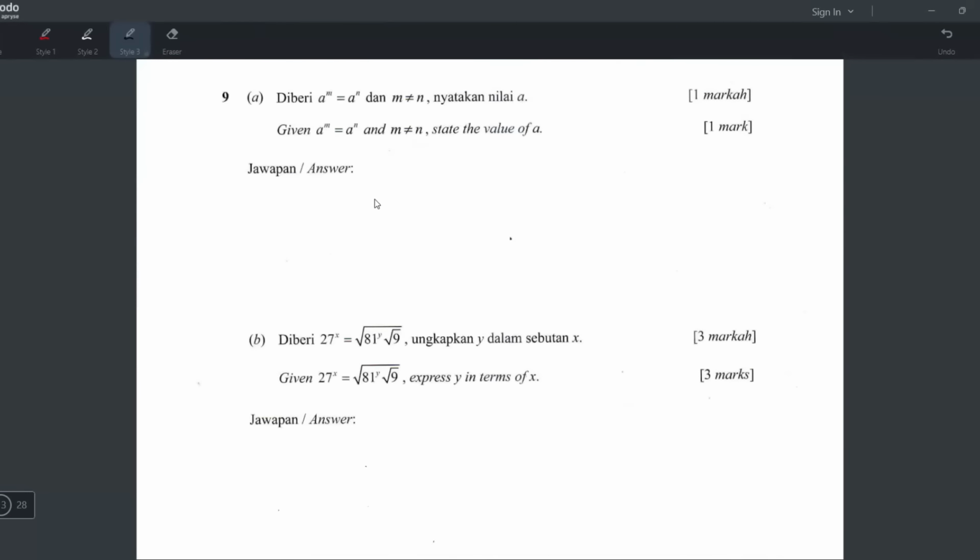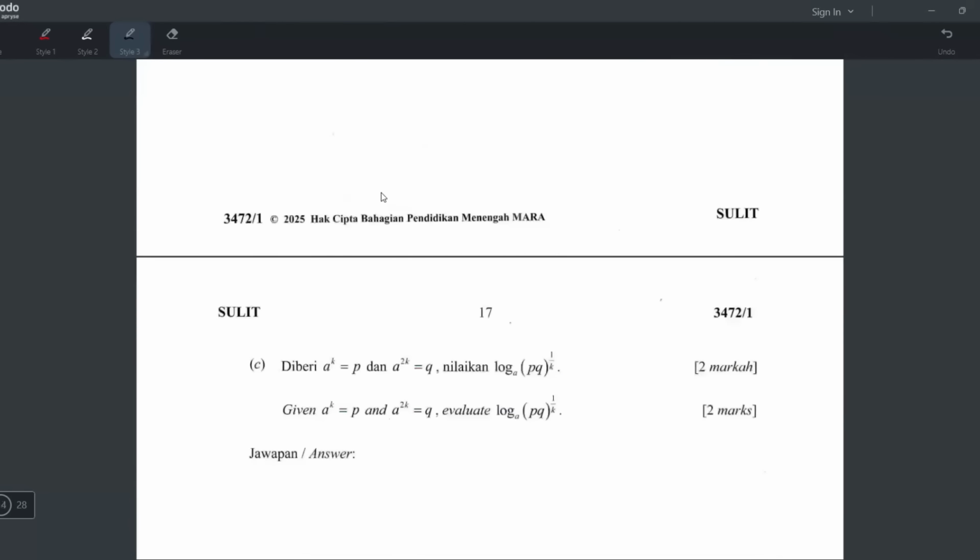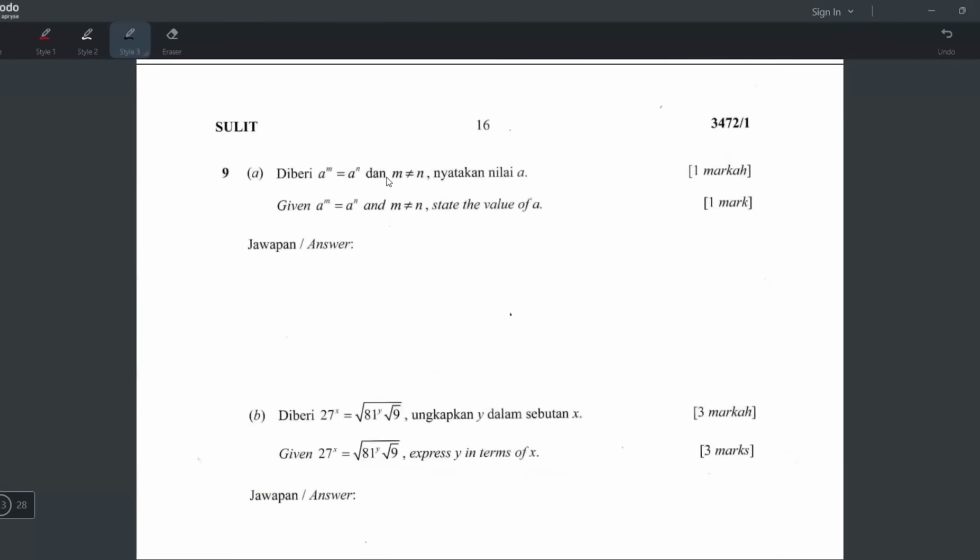Okay, number 9 pula. What chapter is this? Confirm log question lah, I see the log already. So from chapter 4. This chapter is called indices, surds, and logarithms. So number A is an indices question, obviously.